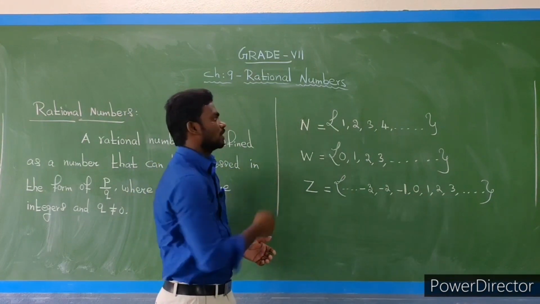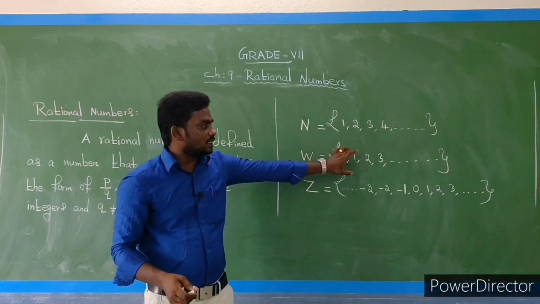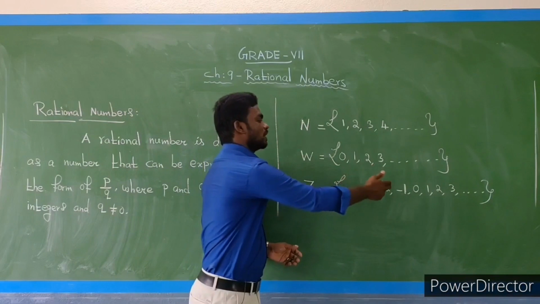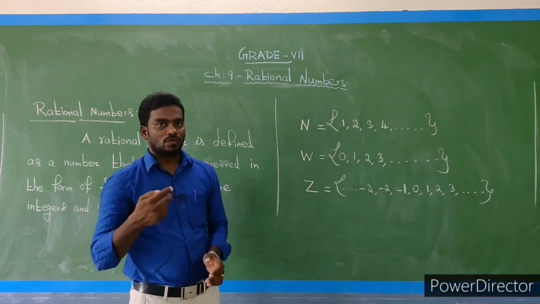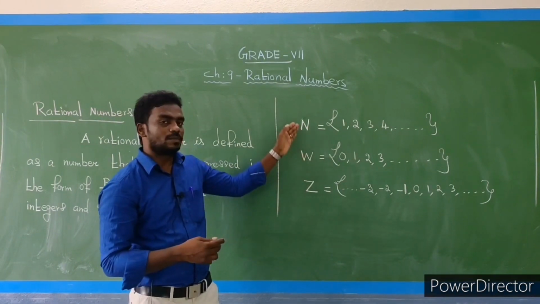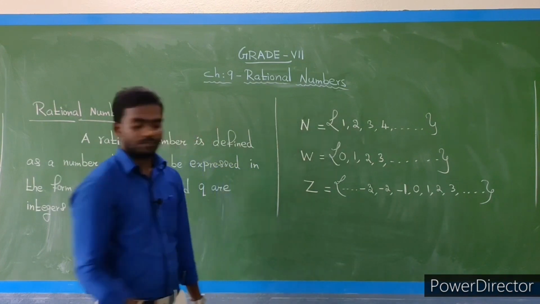So the counting numbers are called natural numbers. All the natural numbers together with 0 are called whole numbers. The whole numbers together with the negative numbers are called integers. So we know very well about this basic number system of natural numbers, whole numbers and integers.